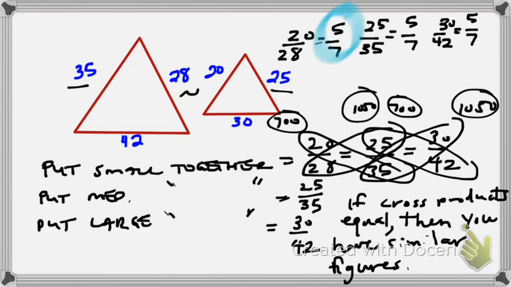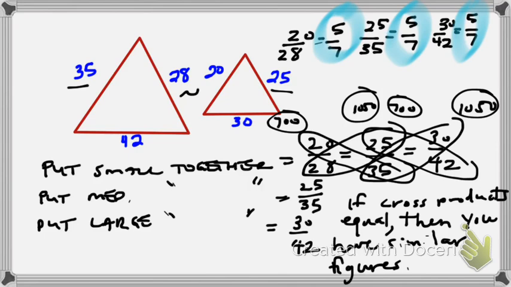So all of the cross products, all of the setups, all the similar sides, reduce down to 5/7. Essentially what we did there was find our scale factor, and our scale factor is 5/7. If they all reduce to the same number, then you're also going to find that they're similar figures. So that's two different ways.